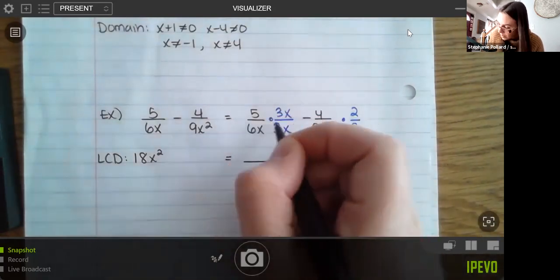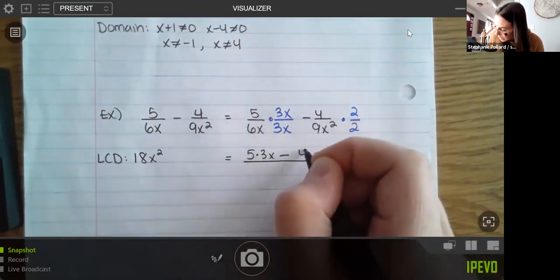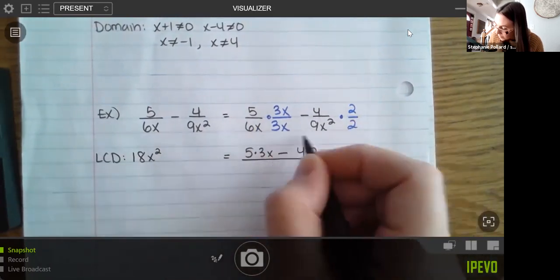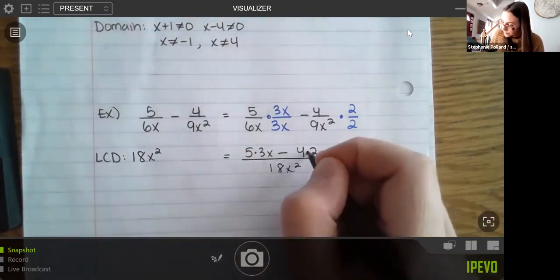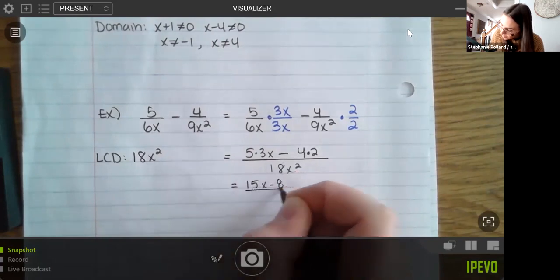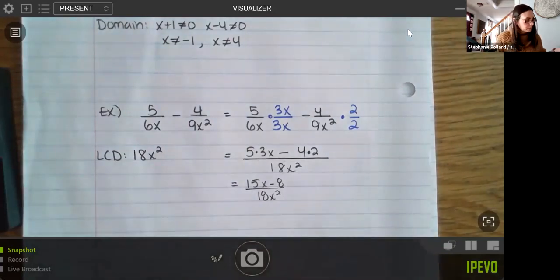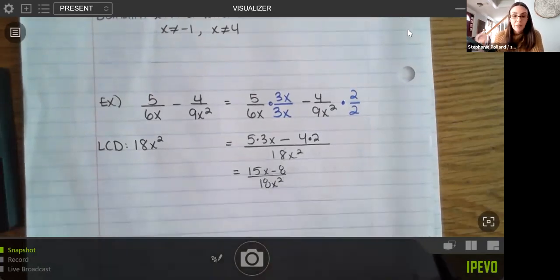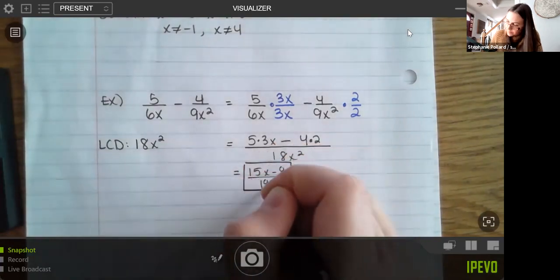So in the first part, I have 5 times 3x minus 4 times 2. And then my denominator here is just that 18x squared. It's just your LCD. So this becomes 15x minus 8 over 18x squared. Now I would see if I could keep factoring. I really can't do anything here. So this is my final result.